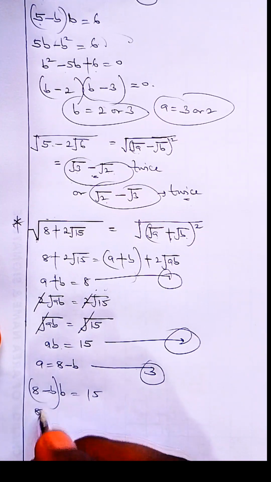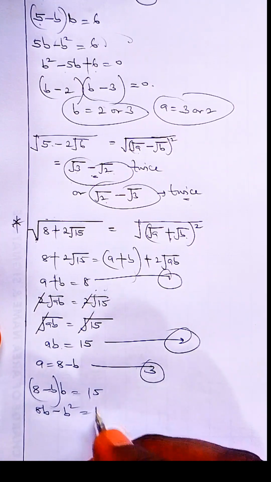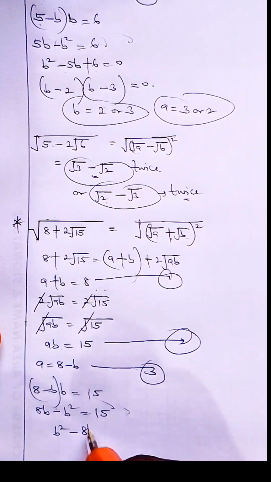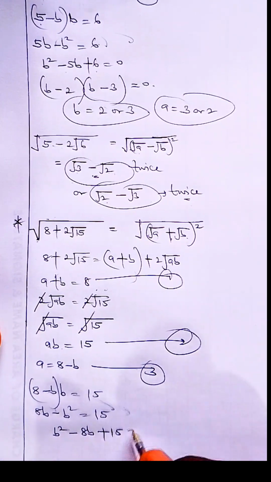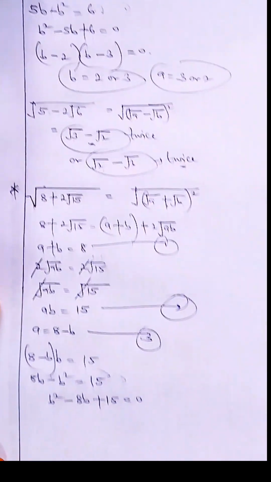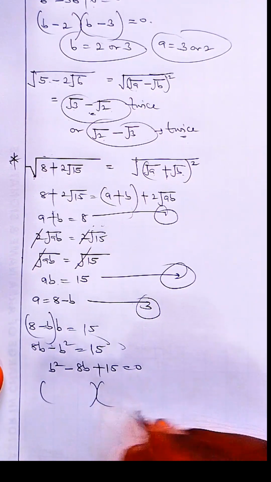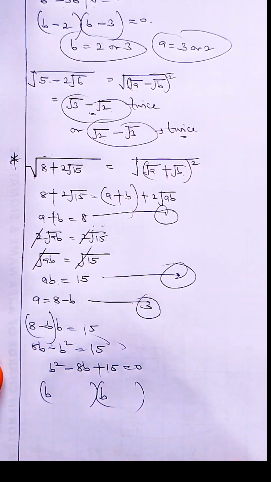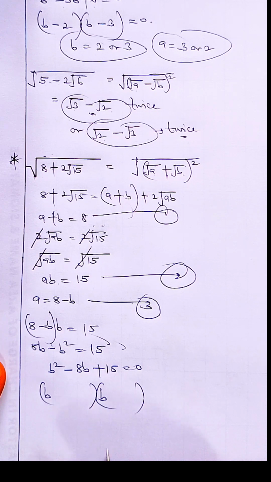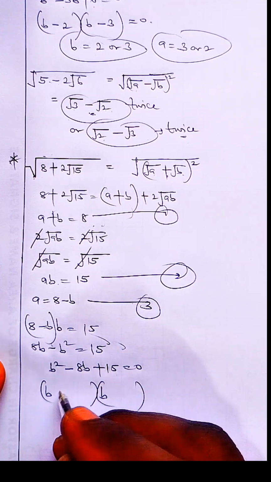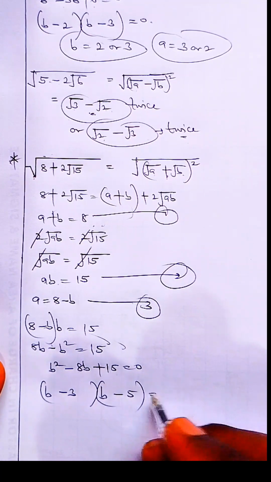Open up the bracket. 8b minus b squared equals 15. Send this to the other side. That will be b squared minus 8b plus 15 equals 0. This is a quadratic equation already. Formula method, or factorization method: what are the two numbers you multiply to get plus 15, and when you combine them, you get minus 8? Those two numbers are minus 3 and minus 5. That would be minus 3 here and minus 5.